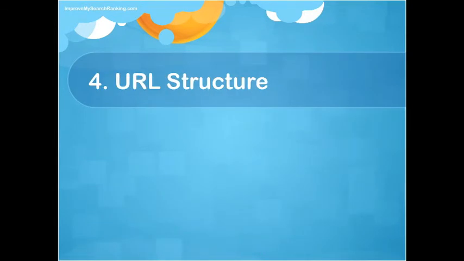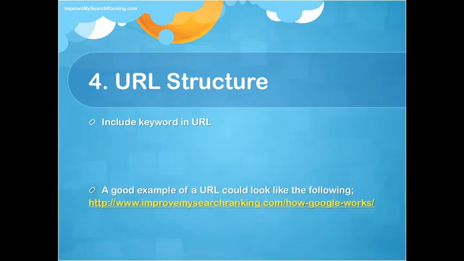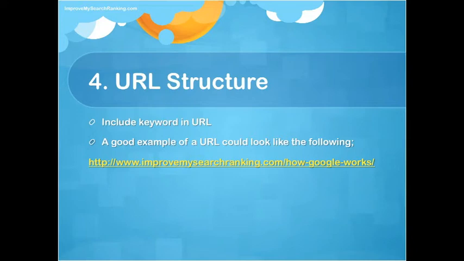So now point 4, which is the URL structure. Once again, you need to include your keyword in the URL. This is for relevancy purposes, and here is a good example. Okay, so I've got my website here, and then /how-google-works. So this particular page here is actually trying to rank for how Google works. By including the keyword in the URL, I'm telling the Google robots that this page is about how Google works, and therefore it is deemed relevant to a search for how Google works.